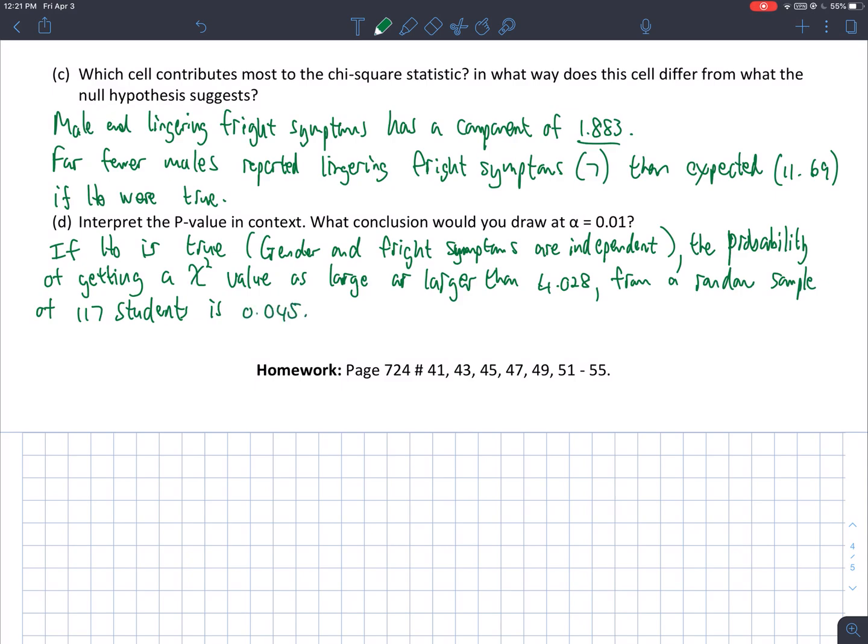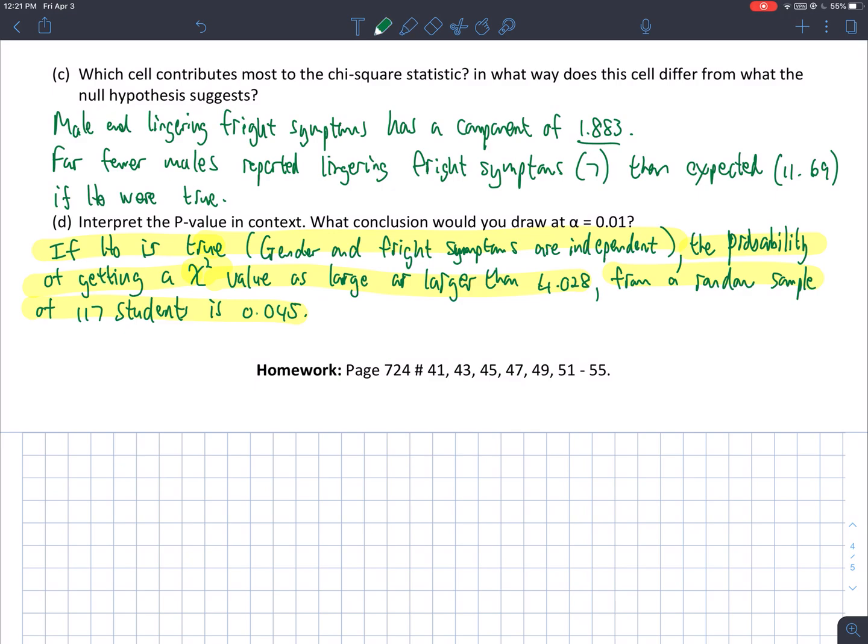So again, the components of interpreting a p-value: if the null hypothesis is true, stated in context, the probability of getting a test statistic, or if you can state it in terms of what we did in chapter 10, a difference in proportions or a difference in means, that's also okay, as large or larger than the one we got from a random sample of 117 students is this. Those are your components.